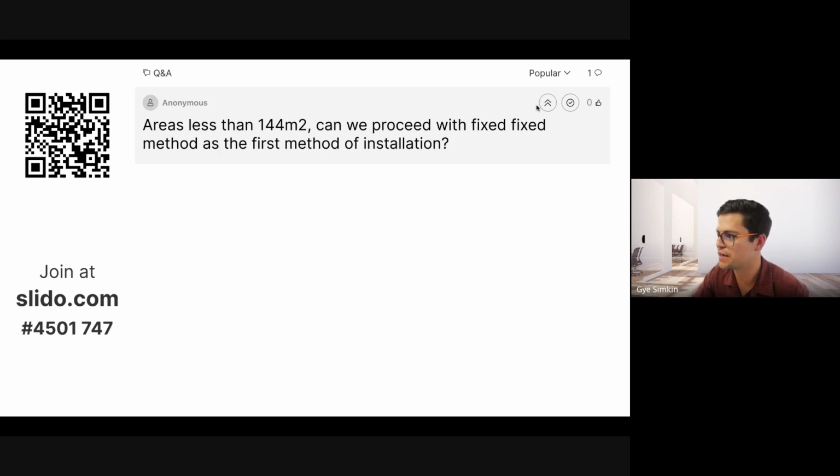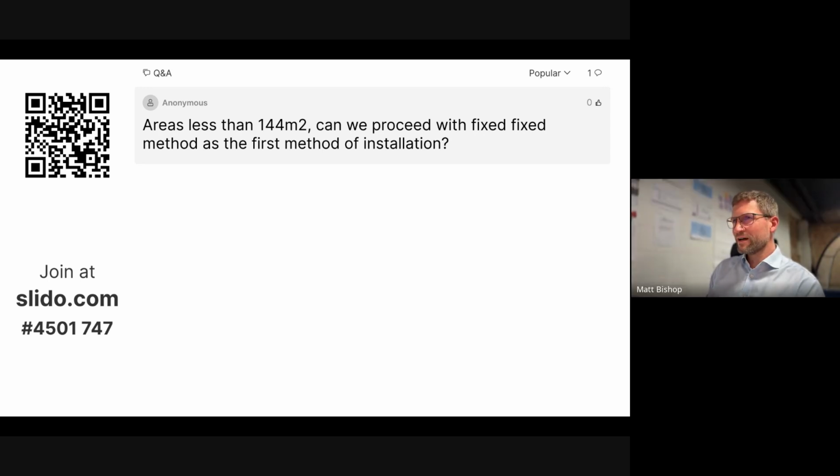Cool, we'll tick that one off and move to the next one. Areas less than 144 square meters. Can we proceed with fixed method as the first method of installation? If I was boss of all projects, I would say yes. However, not being boss of all projects, I'd say that there's good engineering precedent for a fixed method. Being new, I would be making sure that I'm not going counter to other stakeholders in the design workflow, though.